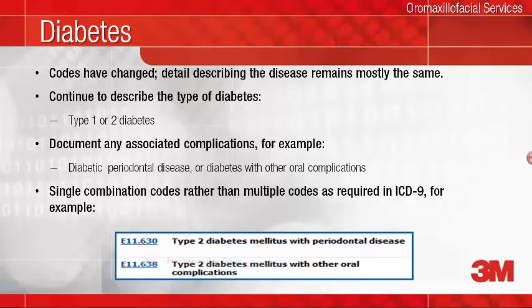ICD-9 usually required multiple codes. Take, for example, the diagnosis of type 2 diabetes with diabetic periodontal disease. This diagnosis required 2 codes in ICD-9, but in ICD-10, 1 code reports everything.